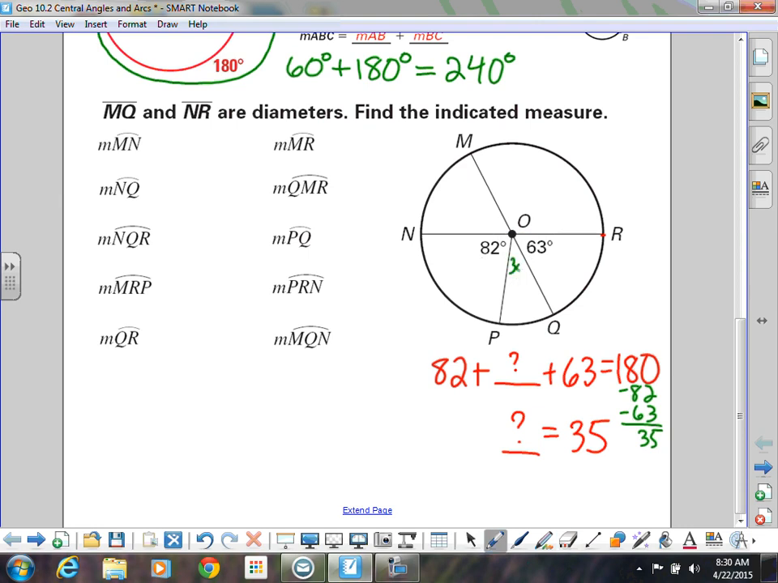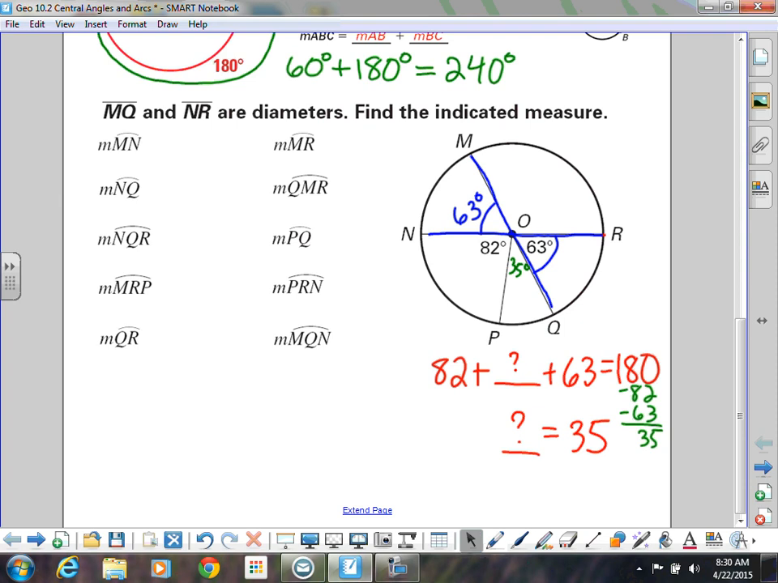Now let's also talk about other things that we learned from first semester. Think about what kind of angles those are, this one and this one. What do we call those? Yeah, those are vertical angles. Remember, they make that X shape. So this one is congruent to that one, so that one's also 63 degrees.